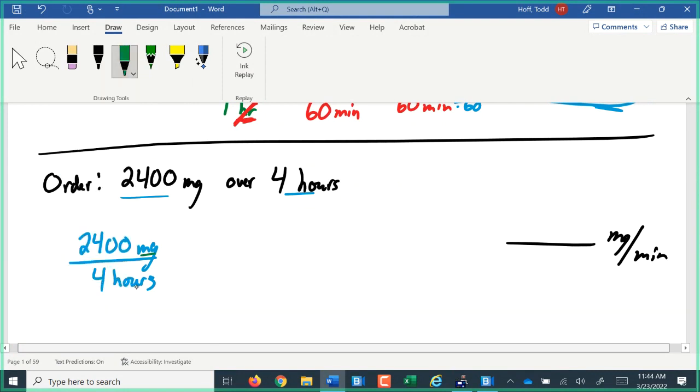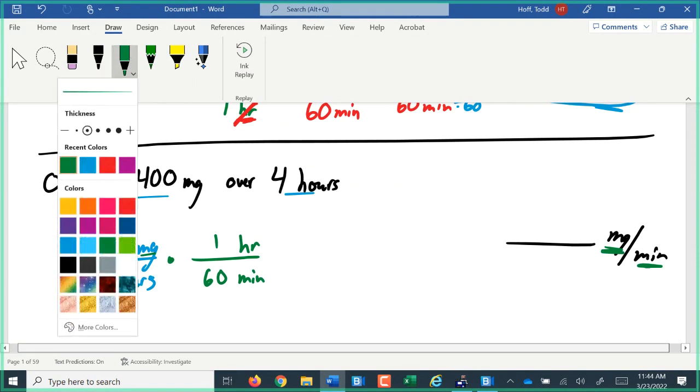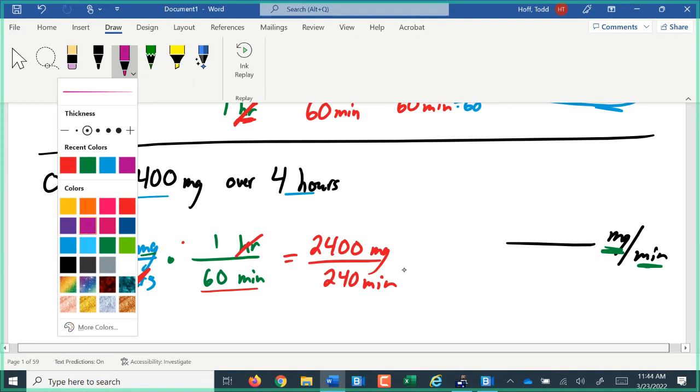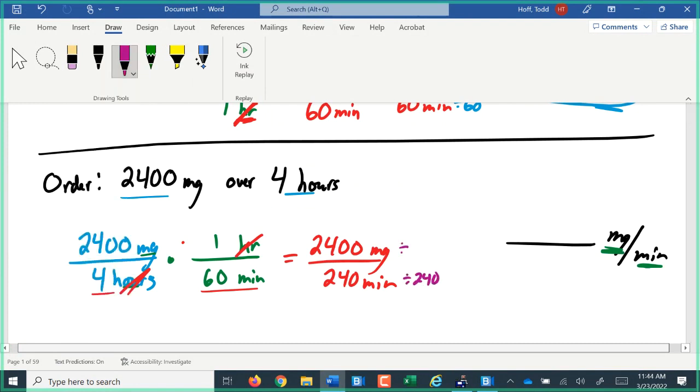And right now we are in milligrams per hour. We want milligrams per minute. So the milligrams don't need to change here, but the hours do. We're going to put hours on top. And once again, 1 hour is 60 minutes. So the hours cancel out. On top, 2,400 milligrams times 1 is 2,400 milligrams. On bottom, 4 times 60 minutes is 240 minutes. And then, of course, we divide those out. We divide both by 240, giving us 10 milligrams per minute is that flow rate.